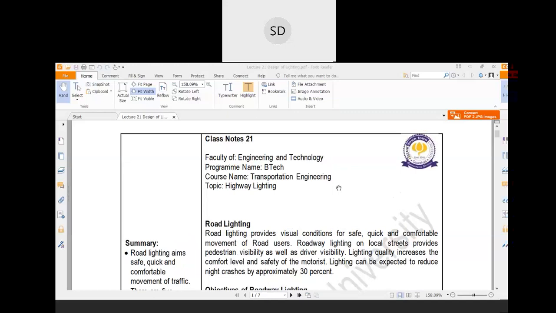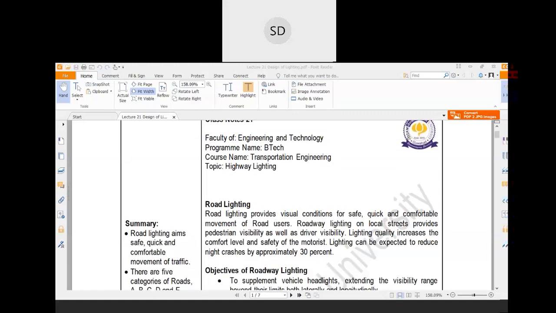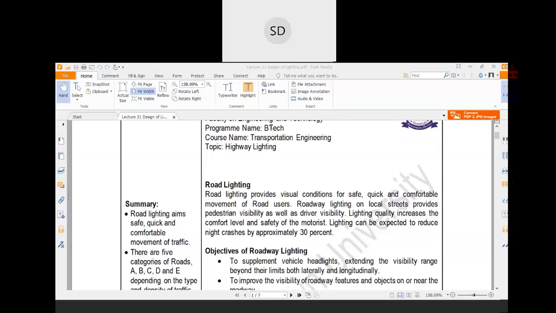Road lighting provides visual conditions for safe, quick, and comfortable movement of the road users. And roadway lighting on local streets provides pedestrian visibility as well as driver visibility. So this road lighting is also a very important aspect for cyclists or pedestrians, to increase the visibility during night driving or walking. Lighting quality increases the comfort level and safety of the motorist as well as the pedestrians. And lighting can be expected to reduce night crashes by approximately 30%. So basically this 30%, what is written over here, is the experimental result.